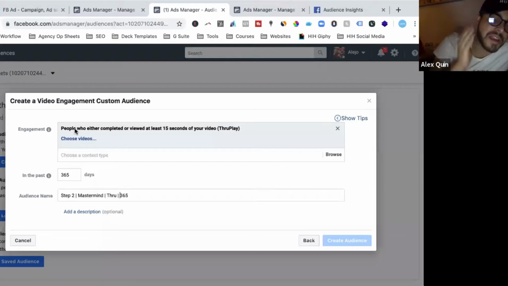The objective of the campaign is video views only. You're trying to rack up views to put people into segmented audiences. Once you do, those audiences are going to be used at the bottom of the funnel, which is where we're about to go now, to show them conversions.